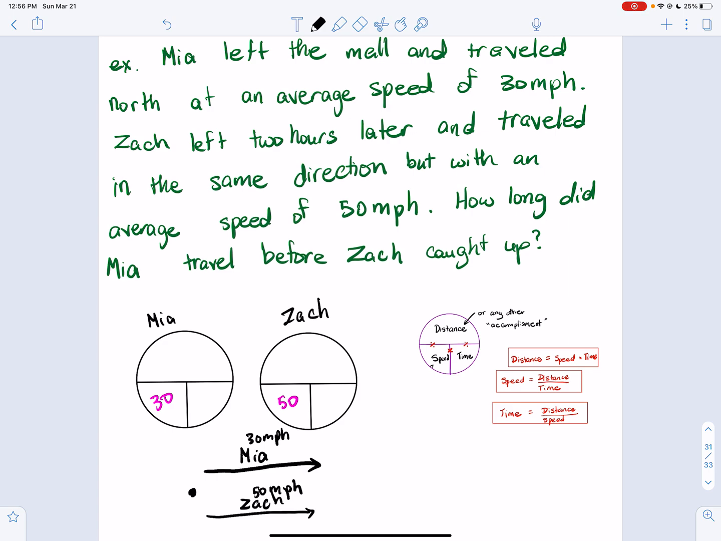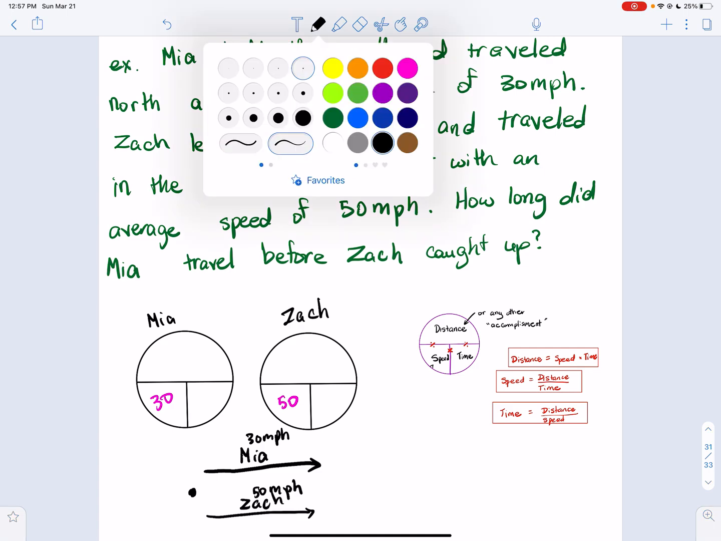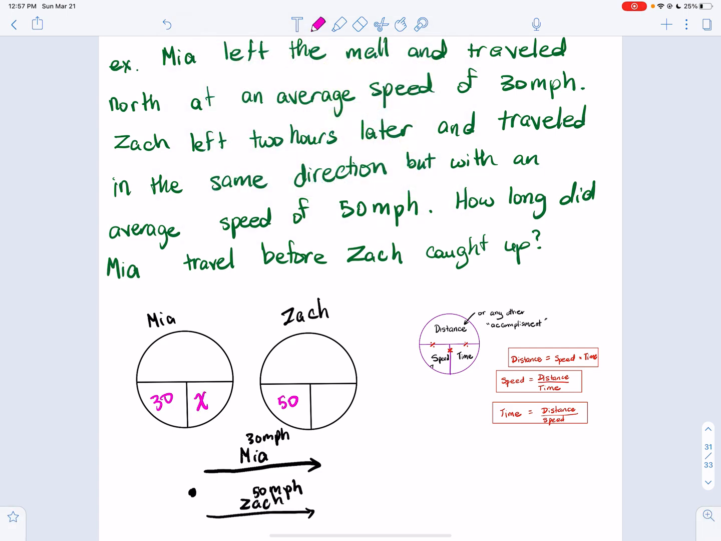We know that Zach left 2 hours later than Mia. So we don't know how long each person took, but we do know that there is a relationship between the length of time it took Mia and the length of time it took Zach. Zach took less time than Mia did because he traveled 2 hours later. So if Mia took x hours, that means Zach took x minus 2 hours, because he traveled later, so 2 hours less.